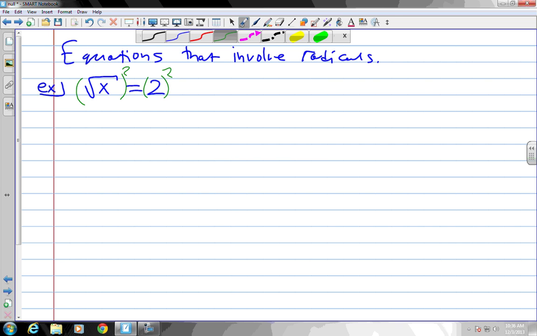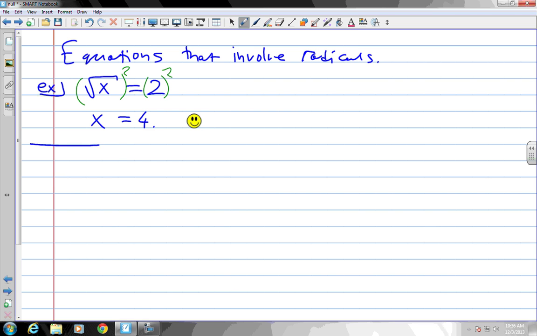Now, I don't need to worry about any of the plus or minus business, because square root of x squared is just x. There are no absolute values, not like that. The other side is 4. And we're done. That should make us happy. Right? Okay, now let me fix that.